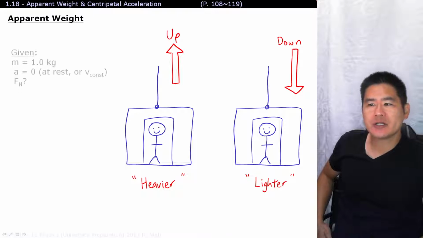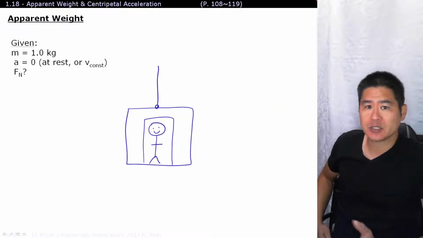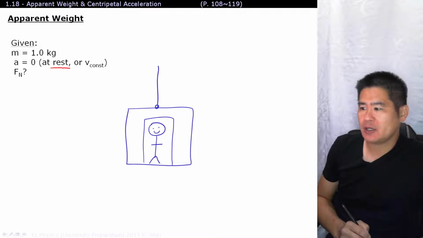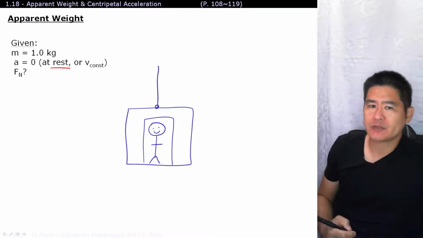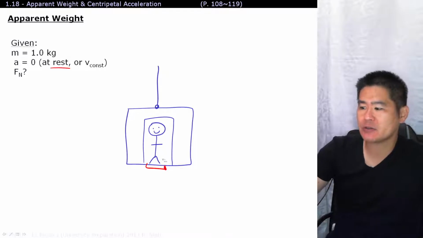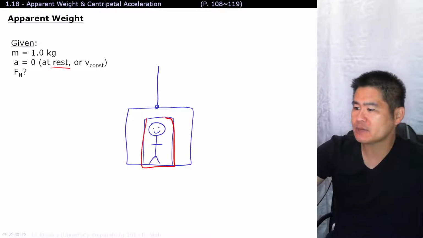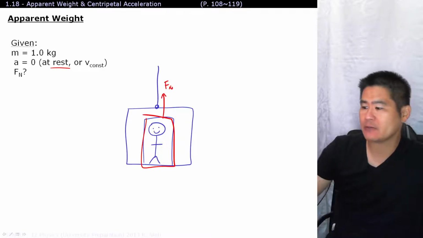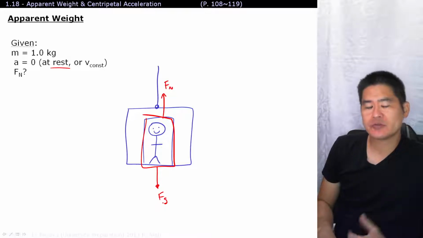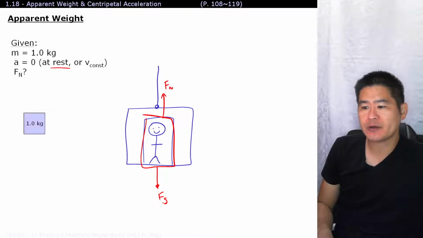Now, before we move on, let's just deal with our rest condition. So when the object is not accelerating, why do you feel weight in the first place? It has to do with the fact that the floor is pushing upwards against you. And the force the floor acts against you is known as the normal force. And you're being pulled downwards due to the force of gravity. So if you were to draw this as a proper free body diagram, it would look something more like this.